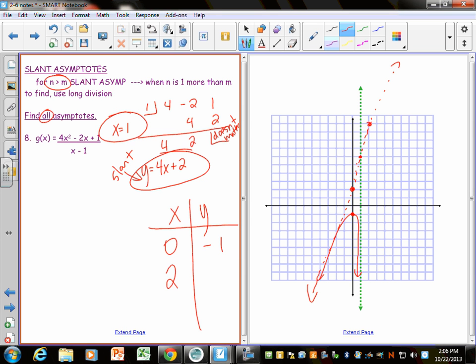So if I plug 2 in here, I'm going to get 4 times 4 is 16, minus 4 plus 1, all over 2 minus 1. So that's 12 plus 1. I think that's just 13. Ready with me on where I'm getting that? I'm just plugging it in. 1, 2, 3, 4, 5, 10, 11, 12, 13.